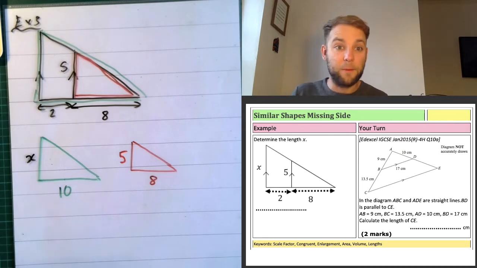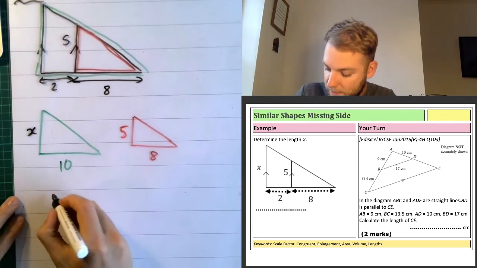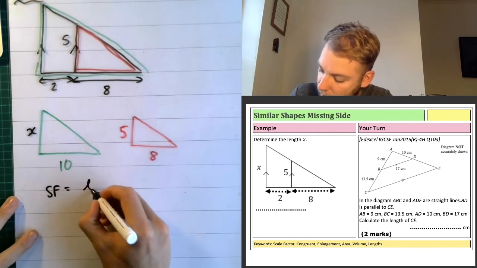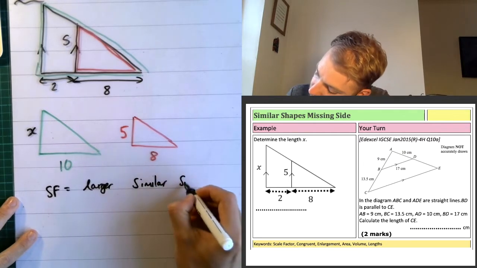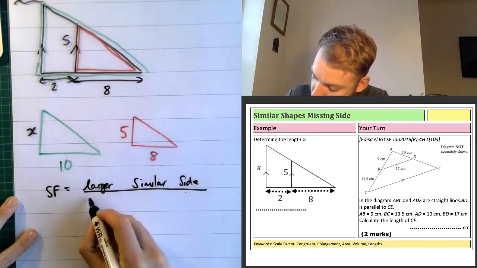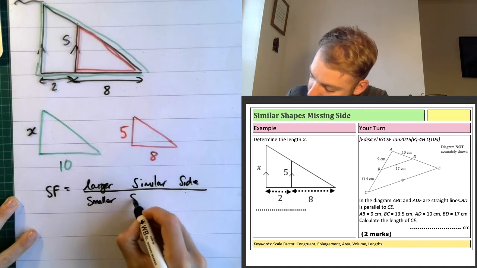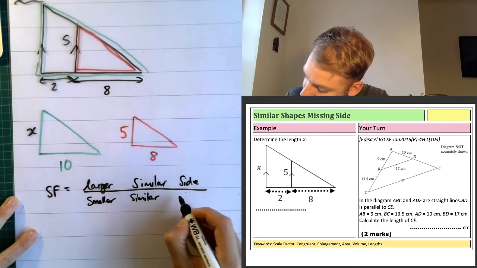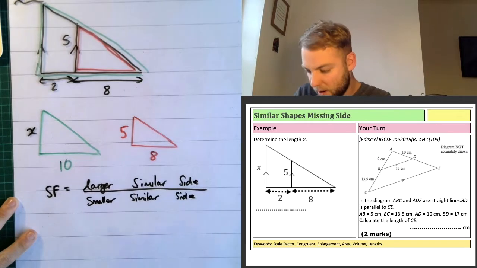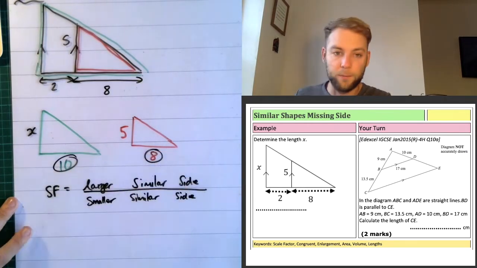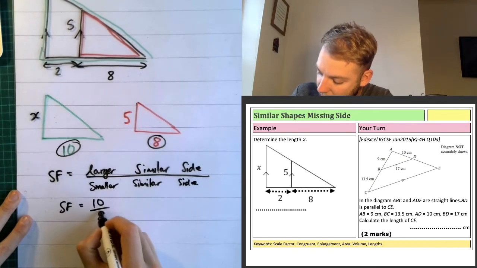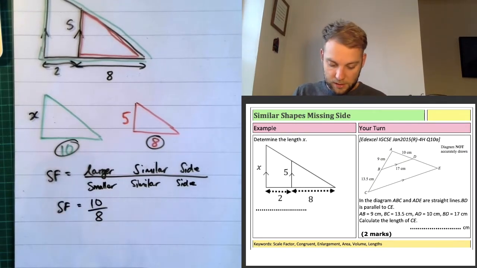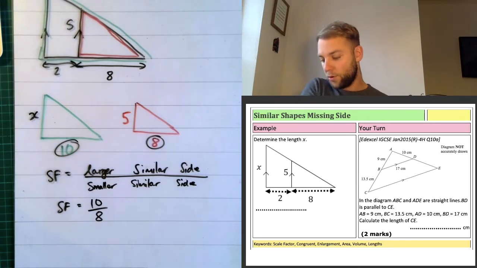Brilliant. Okay. Same as always then. First thing I do is I find out my scale factor. And my scale factor is equal to my larger similar side divided by my smaller similar side. In this case, which one do I know the same of? Well, I know both the bottoms, don't I? So it's going to be that one there. So my scale factor is 10 divided by 8. So 10 divided by 8, which is 1.25.